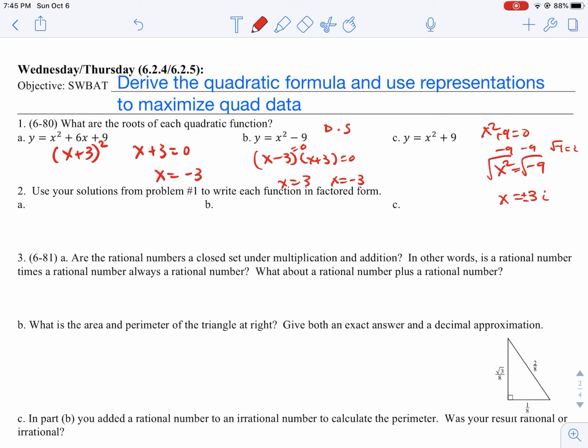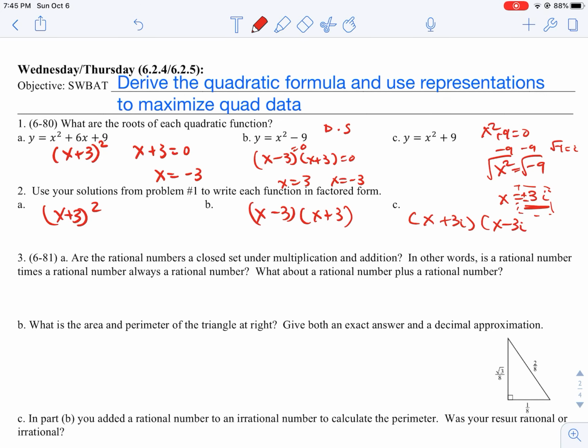Moving on to number 2. Your solutions from problem 1, write each function in factored form, which I did. Squared, and then this one's (x − 3)(x + 3), and then c. I would write it as, but these are our factors, so it's going to be (x + 3i) and (x − 3i). So remember, you just use this portion, and then you write the opposite.